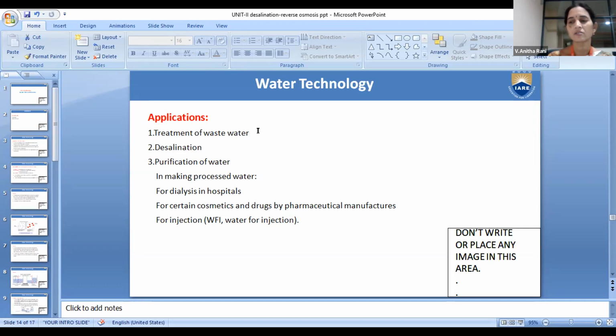Short questions will be here: types of hardness, temporary hardness, permanent hardness, next units of hardness. Clear, students? Then reverse osmosis. How many are there? 3. Short answers are types of hardness, units of hardness, then reverse osmosis. Clear, students?